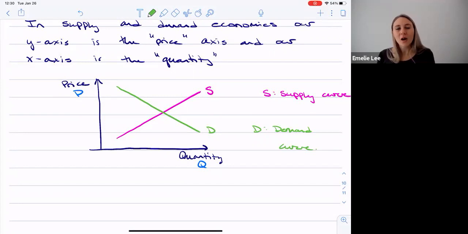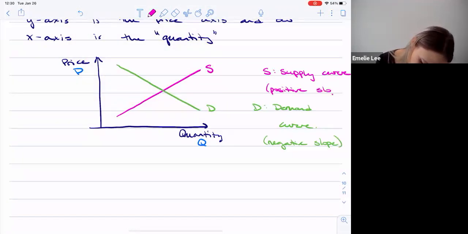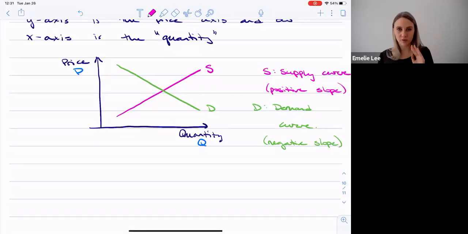Okay. For our purposes, we're going to assume that these are straight lines. That's not necessarily the case, but just to simplify things and just to get the gist of it, we're going to assume that these are straight lines. So the demand curve has a negative slope, and the supply curve has a positive slope. And that's always going to be the case, right? Your supply is going to be positive and your demand is going to be negative.